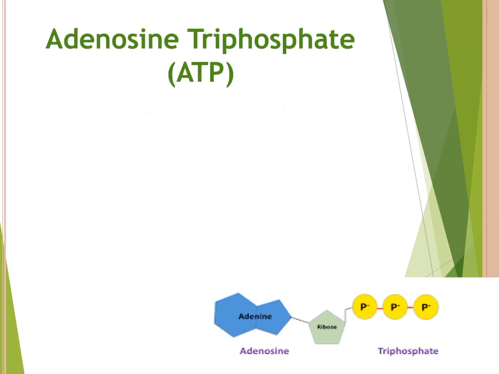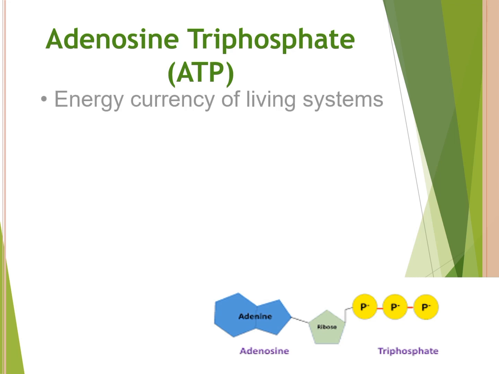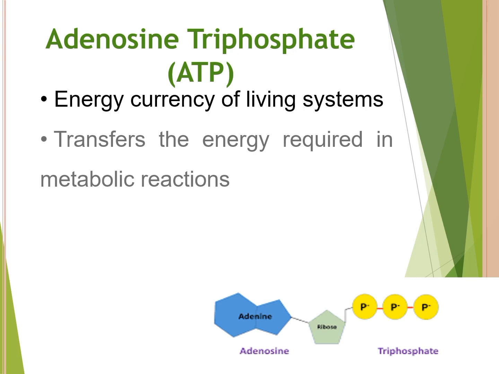Adenosine triphosphate or ATP is the energy currency of living systems. It transfers the energy liberated in catabolic reactions to power cellular activities that require energy. These cellular activities include muscular contractions, movement of chromosomes during cell division, movement of structures within cells, etc.